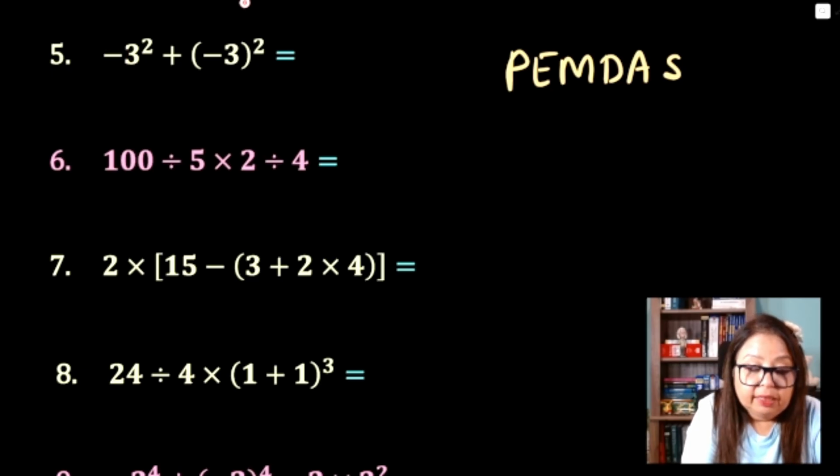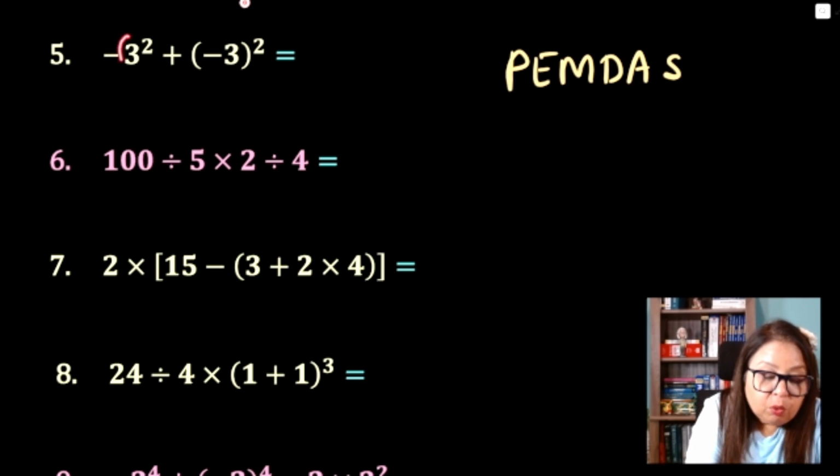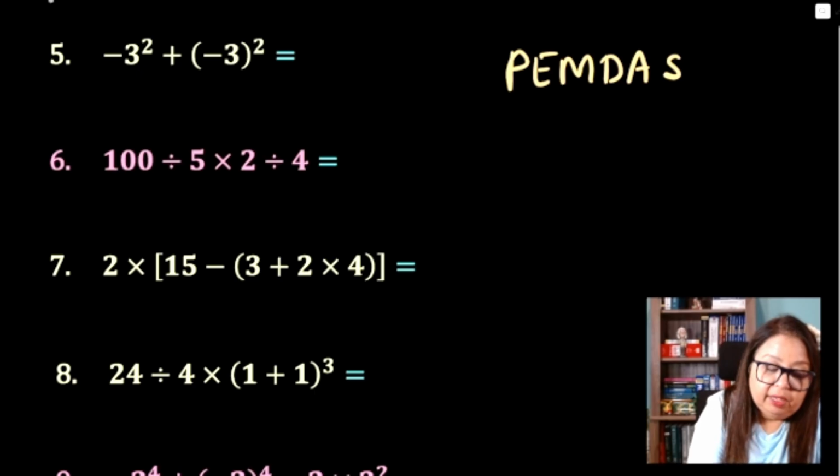I want you to understand that this minus here is not part of the power. It is not being squared. So you square only the 3, and that gives you minus 9. So let's write it down: minus 9 plus.